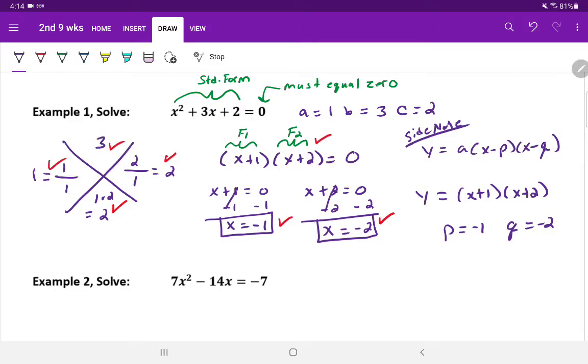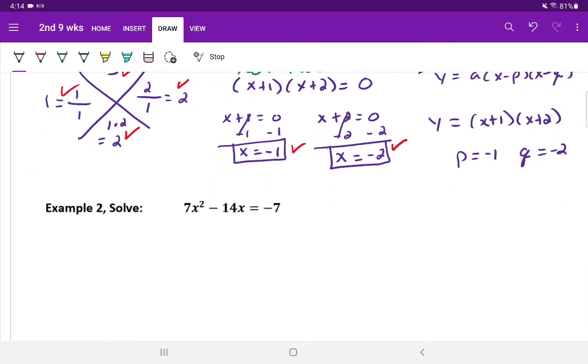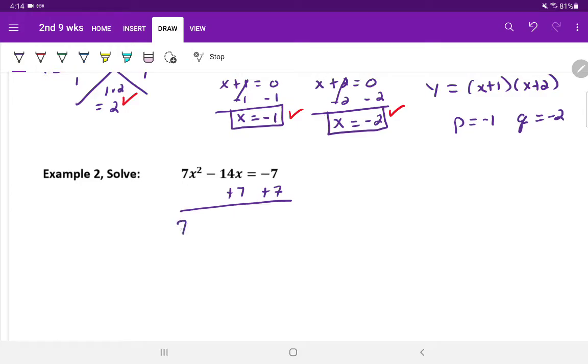All right, so let's look at example 2. Step 1, it is not in standard form, guys, so we need to fix this. We have x squared minus 14x, and then it equals -7. Remember, it needs to equal 0. To fix this is pretty simple: I'm just going to add 7 to both sides. Now on the left side I get x squared minus 14x plus 7, and then of course those cancel, leaving us with 0. So now we have it in standard form.